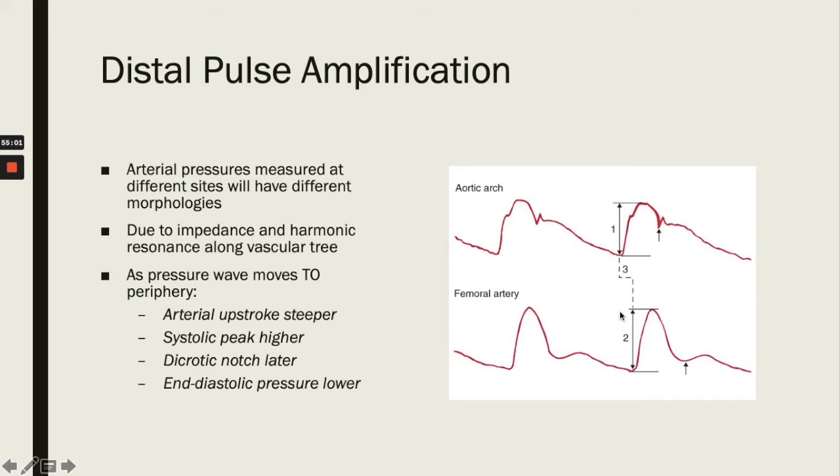So you see, from the aortic arch to the femoral artery, a short distance, it's a steeper upstroke. You see that? And then our systolic peak is a bit higher. Our dicrotic notch is later. You see that it's earlier here and it's later here. And then our end diastolic pressure is lower. Our end diastolic pressure here is a lot lower as it moves to the periphery.